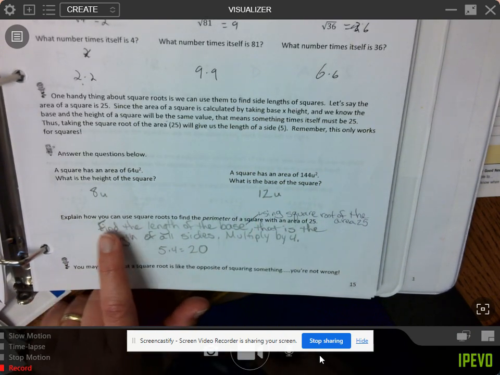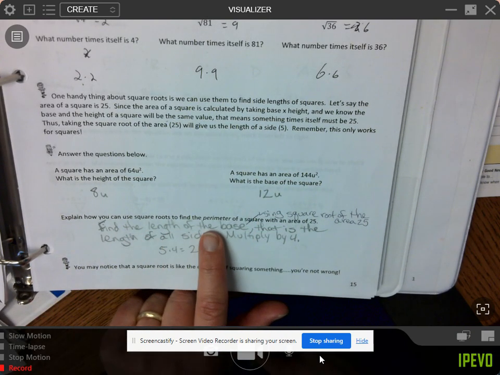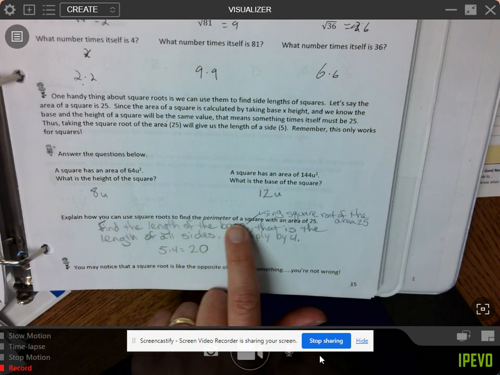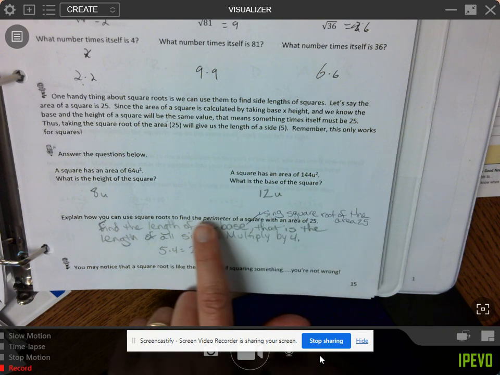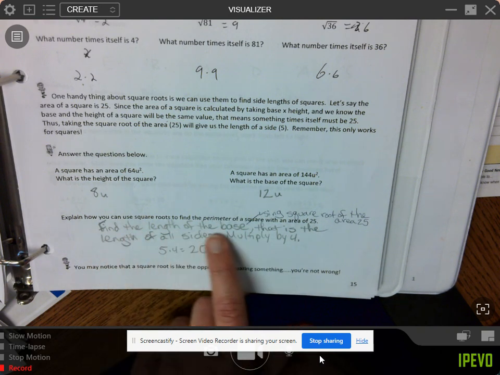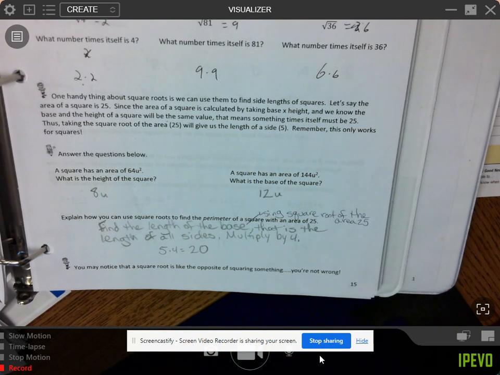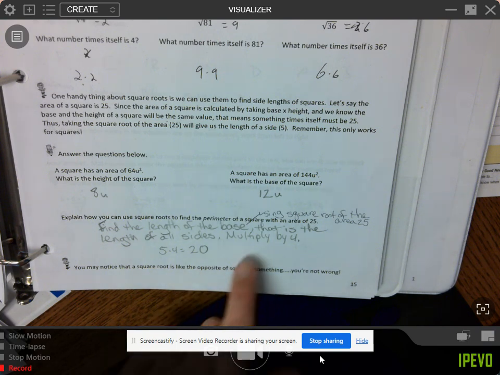Then it says, explain how you can use square roots to find the perimeter of a square with an area of 25. So first thing we have to do is find the length of the base, because we know perimeter, and we have to add up each side. So we have to find the side length. So if it's a square, all of our side lengths are the same.